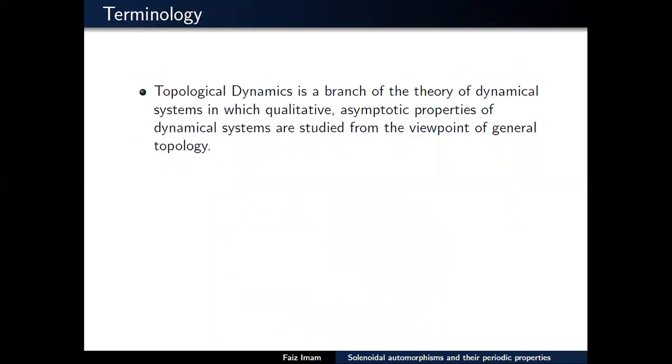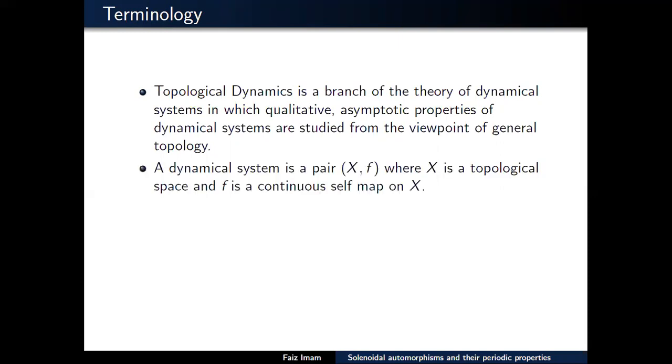Okay, moving ahead. I work in the area called topological dynamics, where I deal with topological properties. Basically, we have a topological space, and we have a self map on the space. So we study various trajectories, the eventual behavior, periodic orbits, periodicity. So a dynamical system is a pair (X, F), where X is a topological space and F is a continuous self map on the space X.